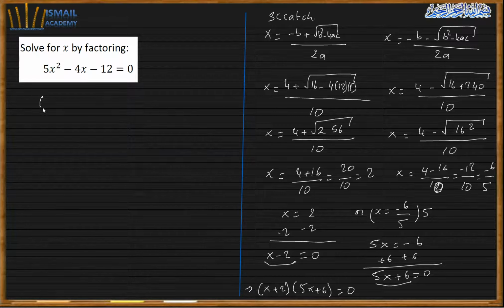So what do you have? x minus 2 times 5x plus 6 equals 0. Then what you do? You move to the second line. So x, well, this is x minus 2.